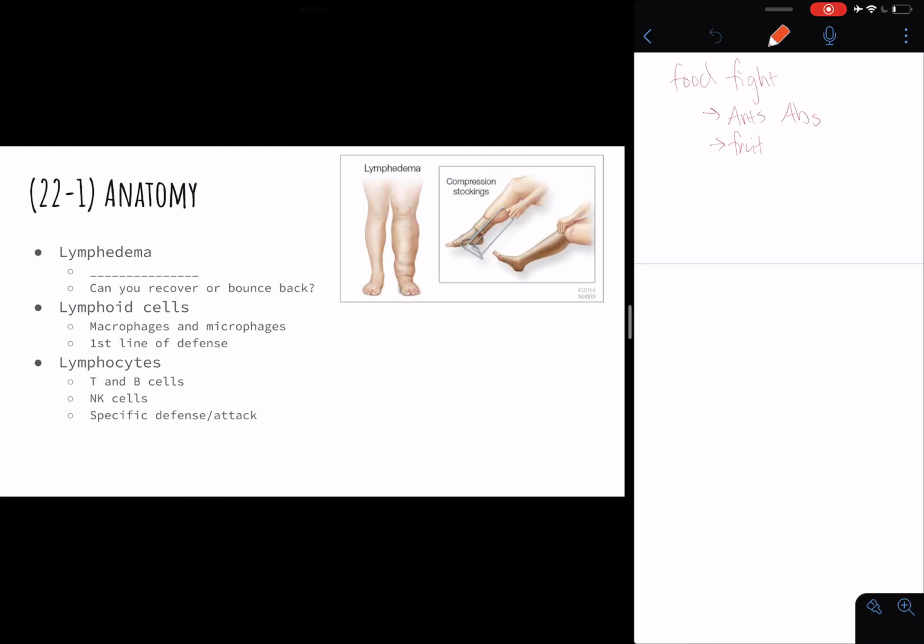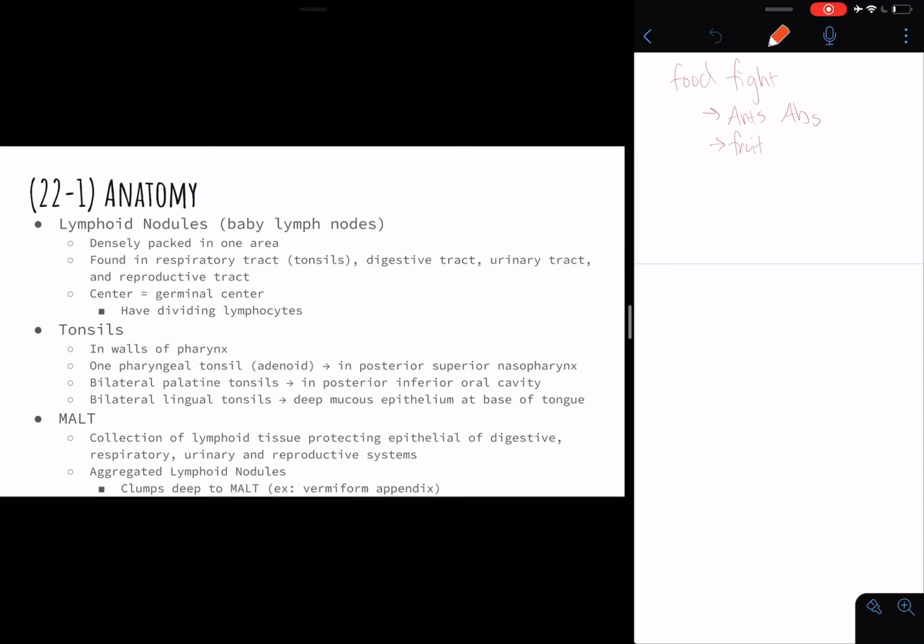They will wait for a response from a certain receptor or nearby cells before they decide to eat a pathogen. And then we also have specific defenses and attacking mechanisms, which we'll talk about with the T and the B cells. We have some lymph nodules, or lymph node nodules.